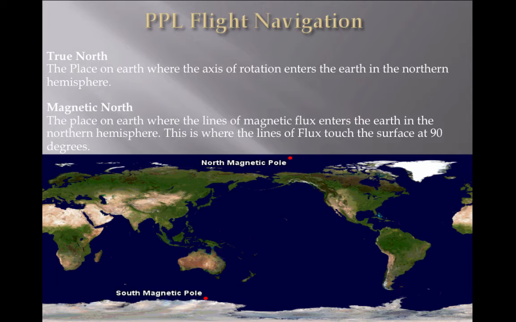True north is defined as the place on Earth where the axis of rotation enters the Earth in the northern hemisphere. True south will be the place on Earth where the axis of rotation enters the Earth in the southern hemisphere. Magnetic north is defined as the place on Earth where the lines of magnetic flux enter the Earth in the northern hemisphere. This is where the lines of flux touch the surface at 90 degrees.